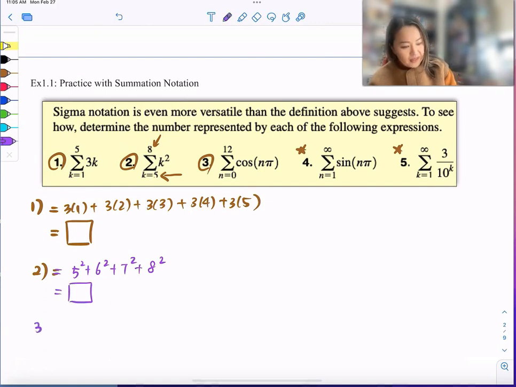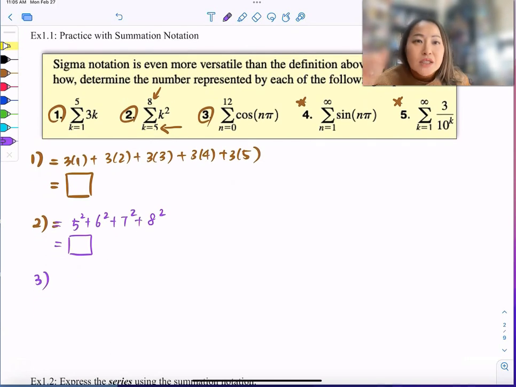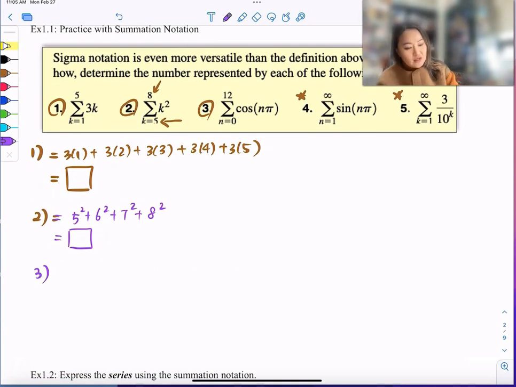All right. Number 3. Easy peasy. You go from 0 to 12. How many terms is that? Yikes, that's 13, or wait, 12 minus 0 is 0, right? 12 minus 0 is 12, but you have 13 terms, right? So you're going to go calculate.